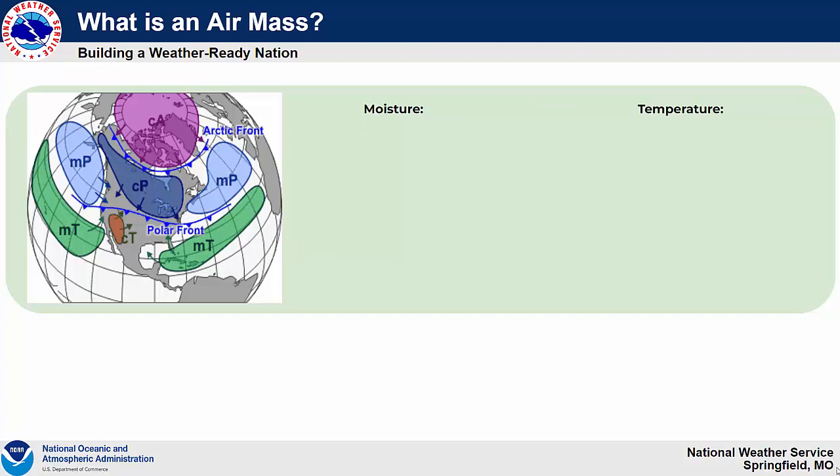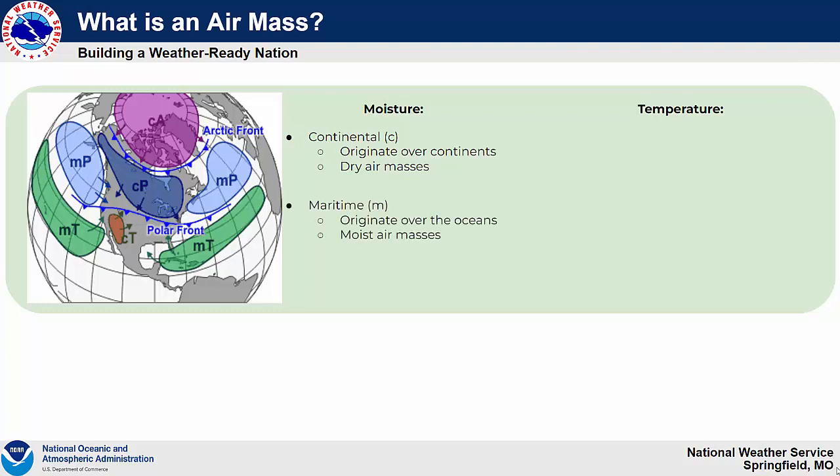First, starting with the moisture contents, there's two different types of air masses. First, we have the continental air masses, denoted by a lowercase c. Now these air masses originate over the continents and are therefore the dry air masses. We also have the maritime air masses, denoted by a lowercase m, which originate over the oceans and are therefore the moist air masses. Each of these two moisture air masses can then be divided based on the temperature content of its source region.